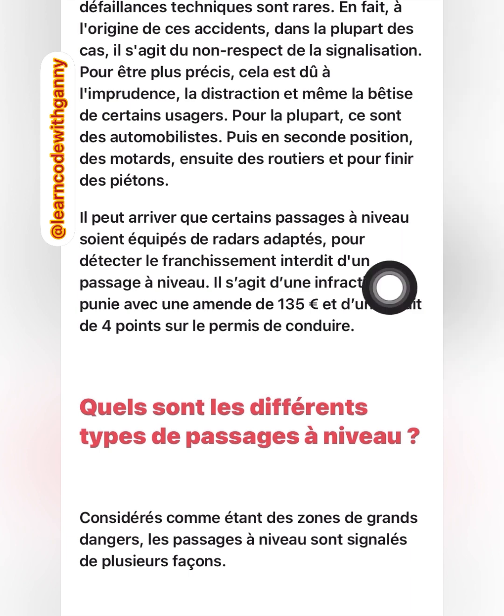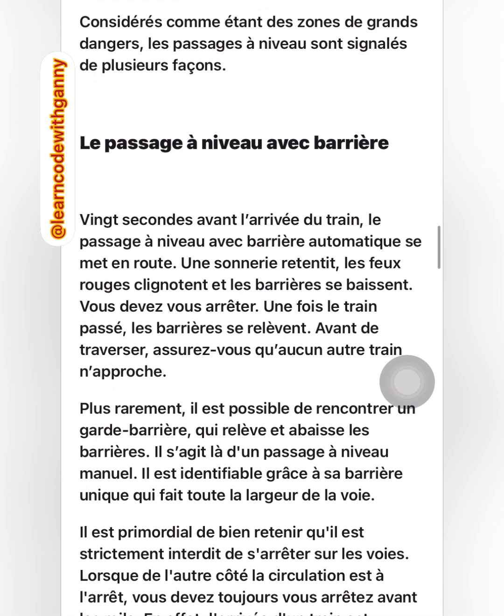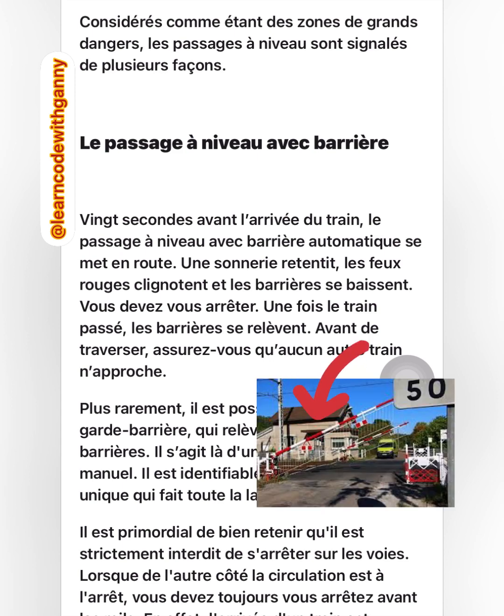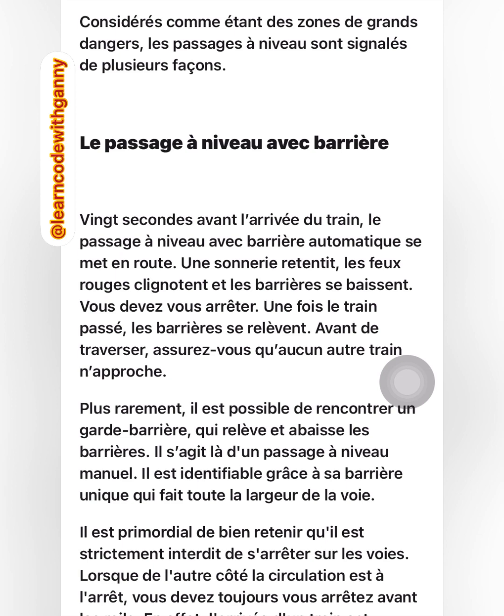Then we go to the next one, which is this. It says, what are the different types of level crossing? Considered to be areas of great danger, level crossings are marked in several ways. One, the level crossing with barrier. If I see some pictures, I'll be putting them there so that you can differentiate them. And I hope there is a picture below as well.